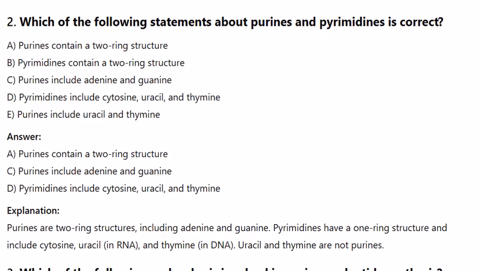Answer: A. Purines contain a two-ring structure. C. Purines include adenine and guanine. D. Pyrimidines include cytosine, uracil, and thymine. Explanation: purines are two-ring structures including adenine and guanine. Pyrimidines have a one-ring structure and include cytosine, uracil in RNA, and thymine in DNA. Uracil and thymine are not purines.